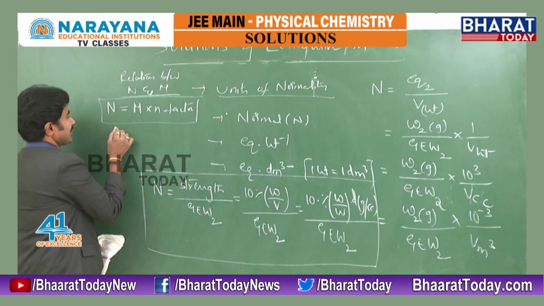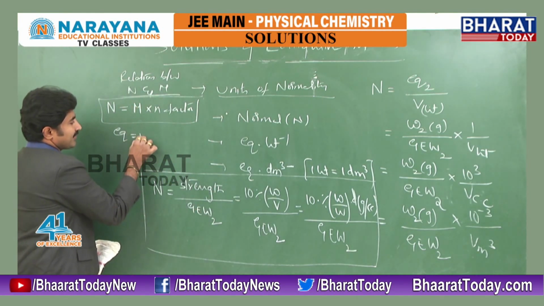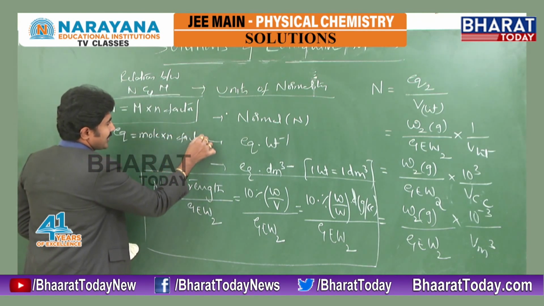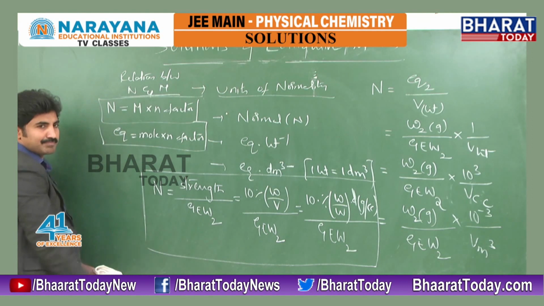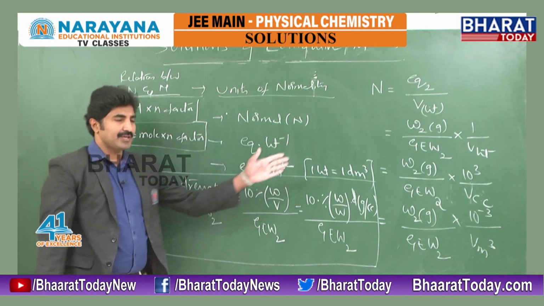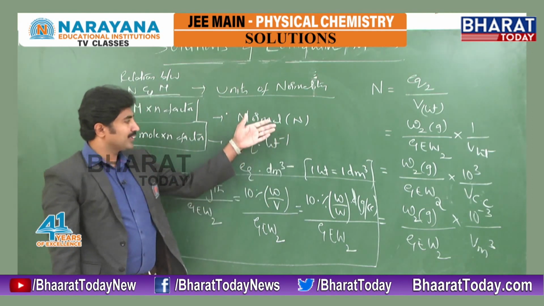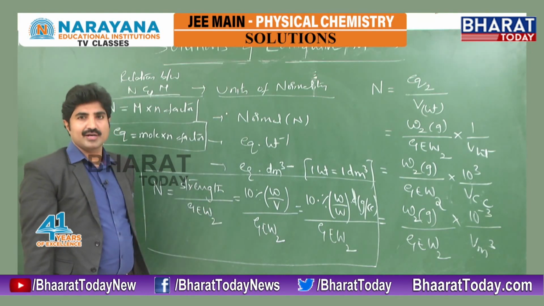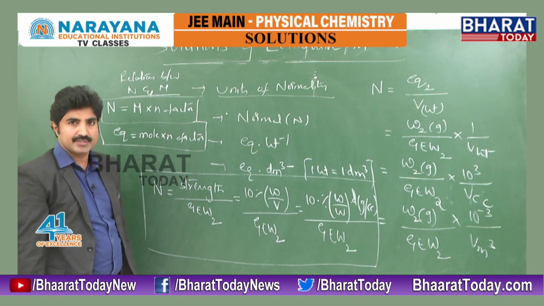From those two, we can write number of equivalents is equal to moles into n factor. It is another important relation used in the calculation part. Okay, I explained what is normality, units, and the relation among the different concentration methods.